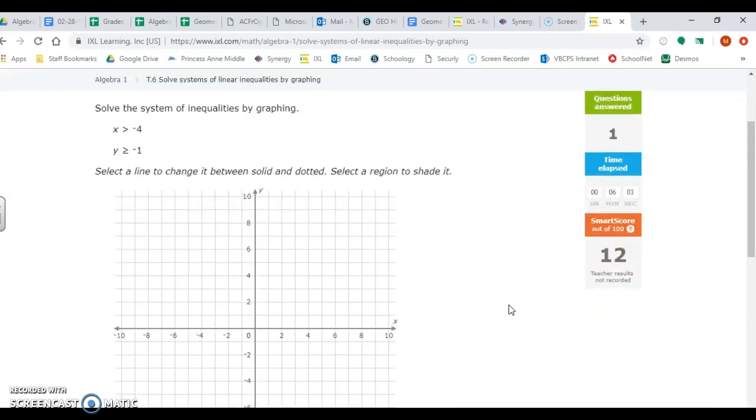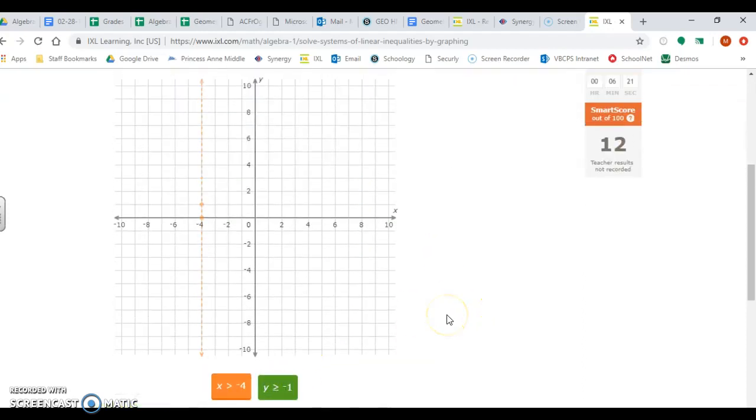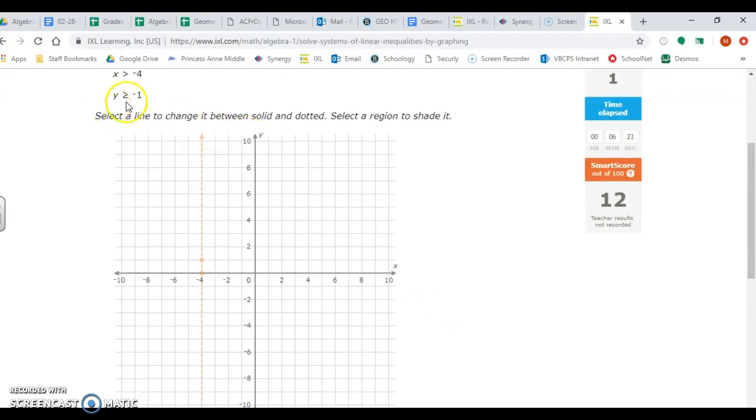All right, so here's an example where we have an x and a y, so I'll do this one too. So if we have x is greater than negative 4, I need to switch this to a dashed line. So I'm just going to scroll up a little. I'm going to change it to a dashed line. So then I come down here, and now I have y is greater than or equal to negative 1. So I have negative 1. I'm going to have a solid line.